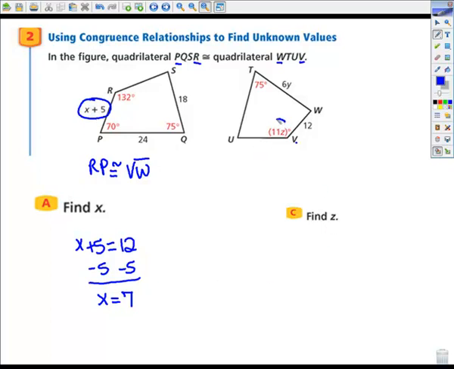And now they want us to find Z, which is right here. So angle V is congruent to angle R. And we know that angle R up here is 132. So we can go 11Z equals 132. And we'll divide by 11. And so the Z equals, I believe that's 12. But I should double check myself. So 132 divided by 11 is 12. So the Z is 12. We don't say it's 12 degrees because it's just the variable Z.